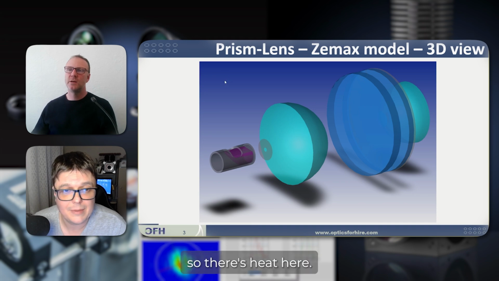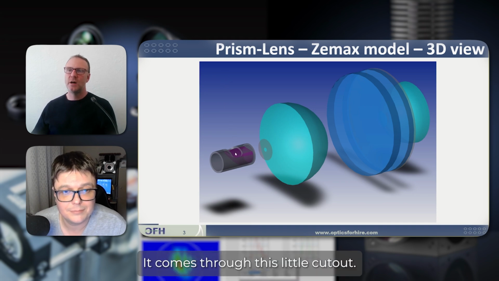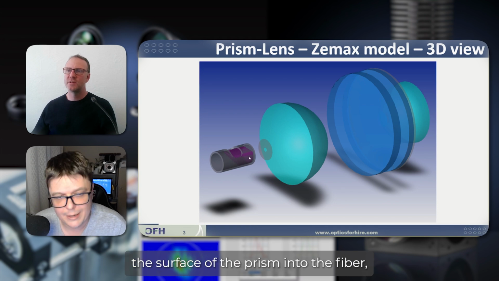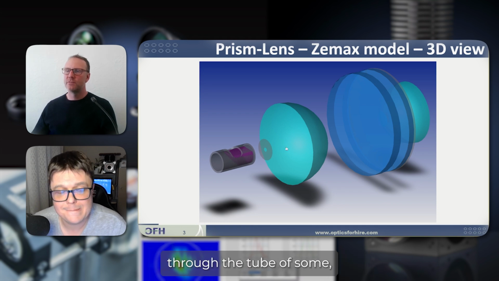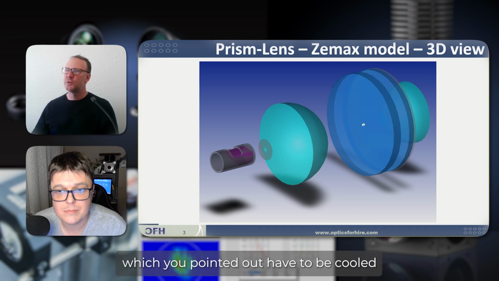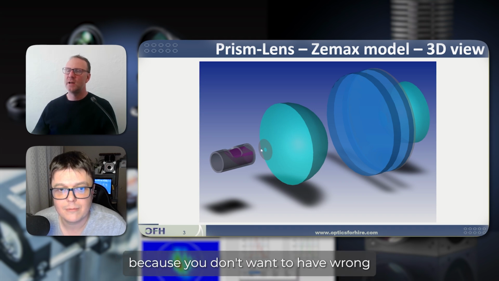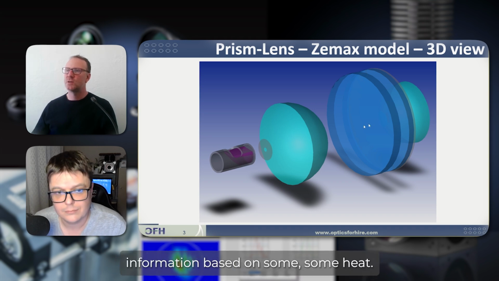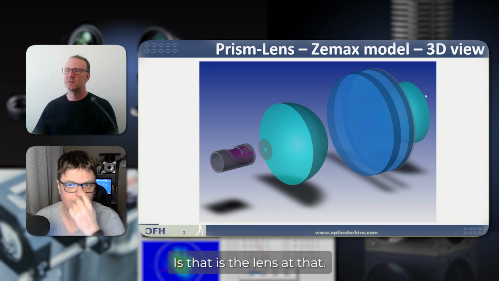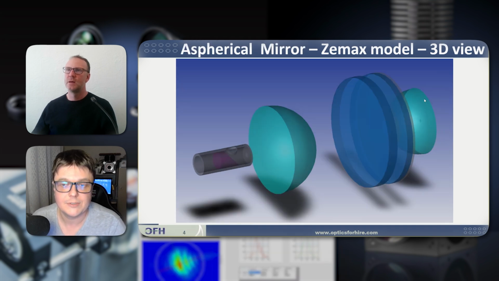So there's heat here. It comes through this little cutout. It hits this prism, maybe reflects off this surface of the prism into the fiber, through the tube of some unknown length, and then there are collecting optics at the end of the fiber, which you pointed out have to be cooled because you don't want to have wrong information based on some heat. Yeah. And then over here on the far end is the lens, the camera, the sensor.